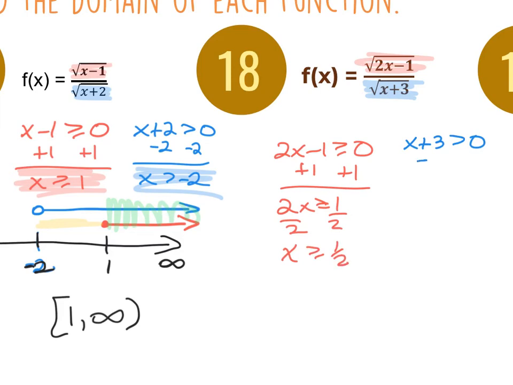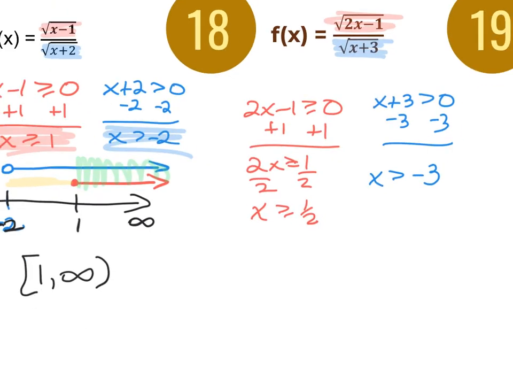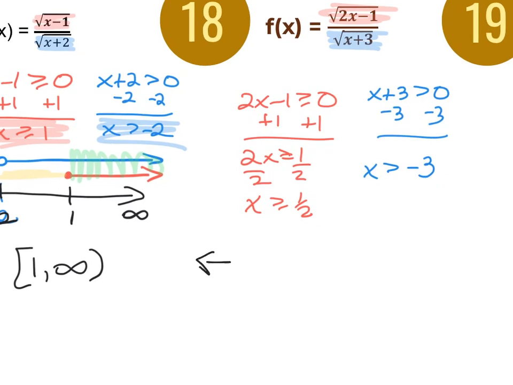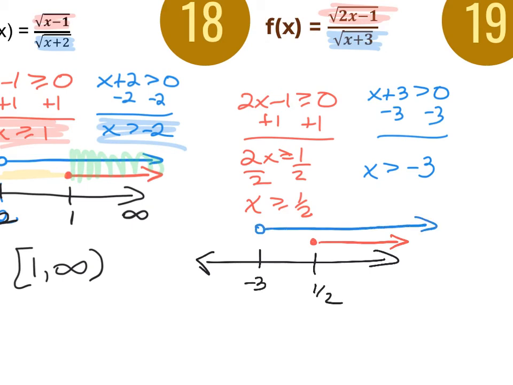Do the same thing for the blue. Subtract 3, and x has to be greater than -3. So let me go ahead and get this on my number line. Put the -3 over here, the positive 1/2 here. I'll graph the red one first. So this will be a closed circle on 1/2. This will be an open circle on -3. And again, I only start my domain where both lines are. So this would be from 1/2 to infinity, and 1/2 is a bracket.